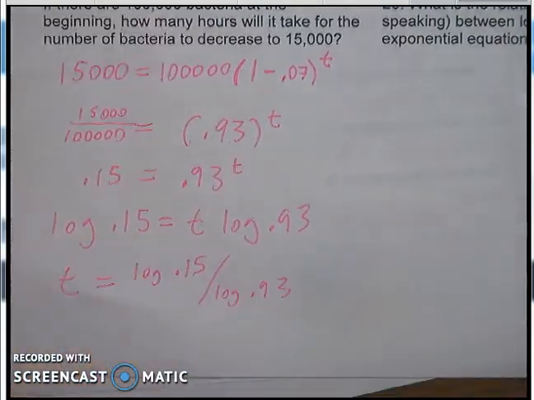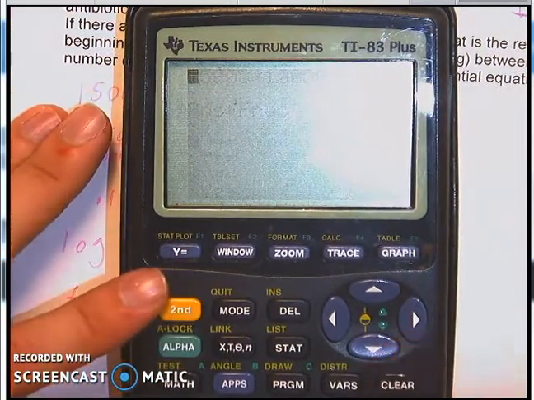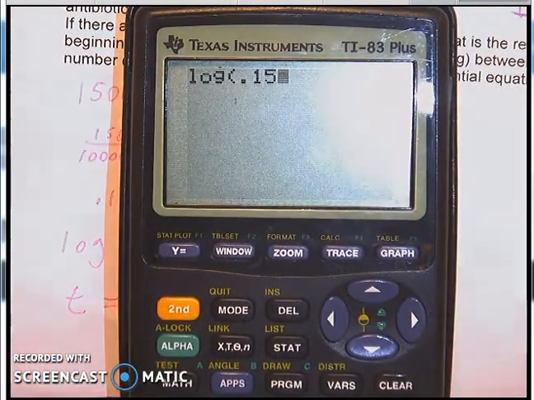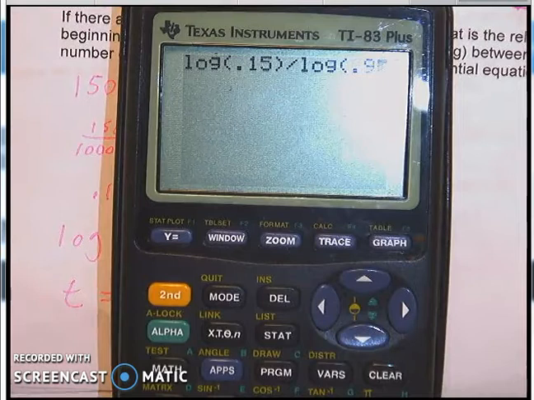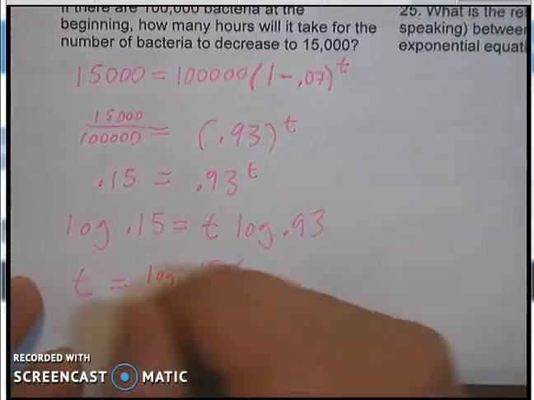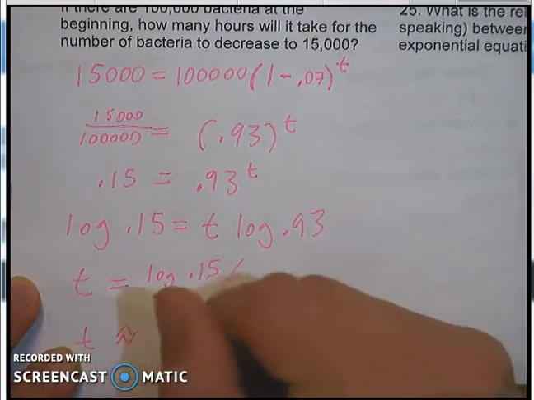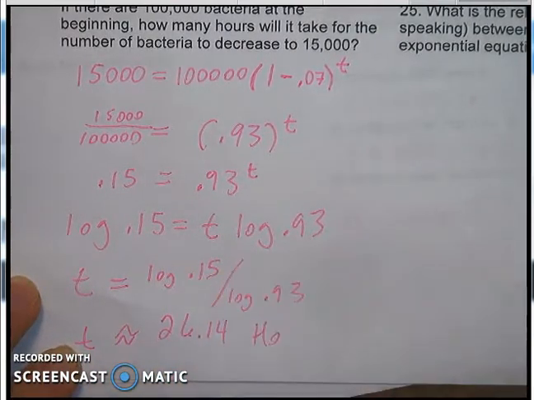So how many hours is that? Let's type it in. Log 0.15 divided by log of 0.93. And I got about 26.14 hours. It's approximate, so I'm going to say t is approximately 26.14. Don't forget your units, hours.